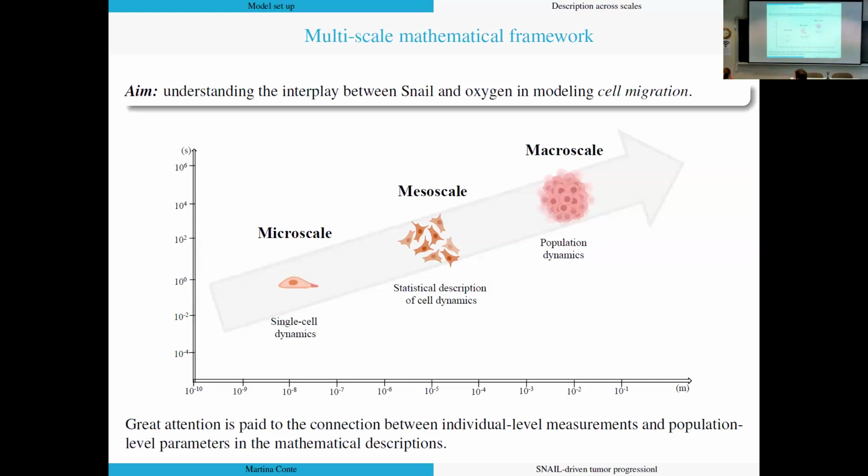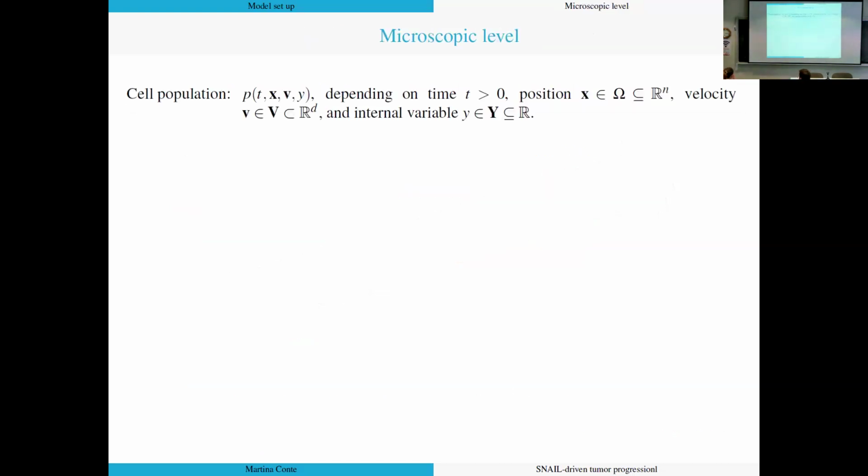And just as a remark, the aim of this study was to understand the interplay between the snail protein and oxygen or hypoxic condition in driving the invasion or the migration of the cells. So briefly going to the model, our population is statistically described using a distribution function P that depends on 4 variables. We have time, position of cells, microscopic velocity, and then an additional variable Y that, in our case, describes the snail expression, the expression of the protein in the cells.